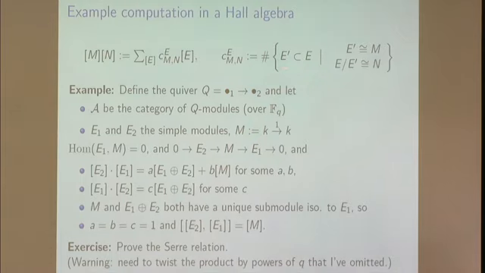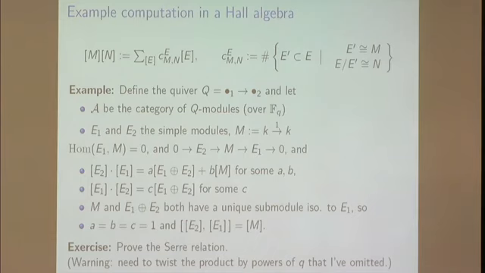So in the example, I'll take a quiver, this quiver, with 2 vertices and 1 arrow, and A will be the category of modules over it, over a finite field. I'll say E1 and E2 are the simple modules that are one-dimensional, supported over the first and second vertex, and M is the module with K on both vertices and the map of 1 between them.